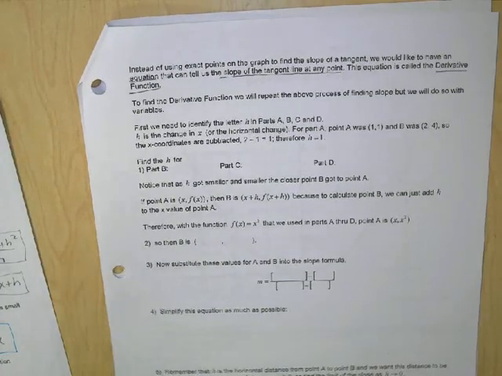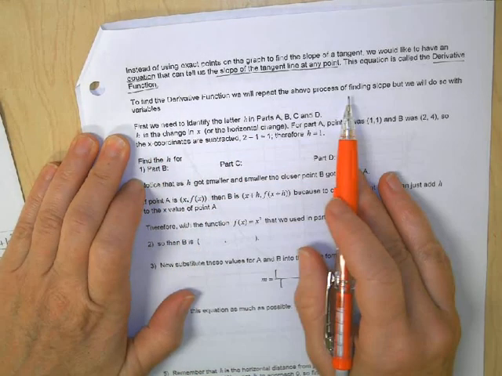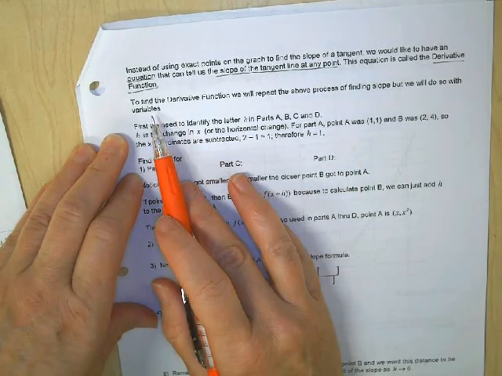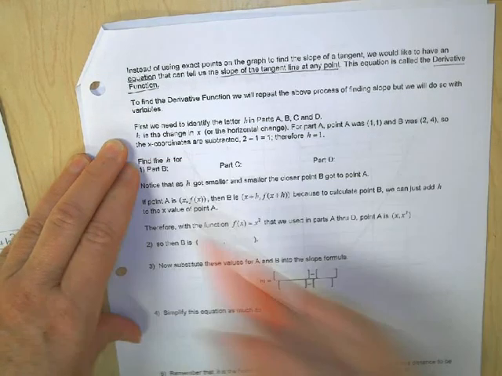So we want to find this equation. So to find the derivative function, we will repeat the above process of finding slope, but we're going to do so with variables. No more numbers. Instead, we're going to use letters. We're going to generalize. We're going to find a general formula.